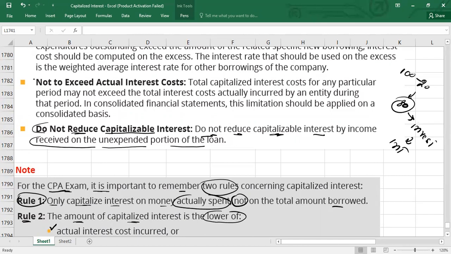Okay, and here we have another note: not to exceed actual interest cost. Most of the time your capitalized interest will be less than the actual interest cost. So this is how you will deal with internally constructed assets.